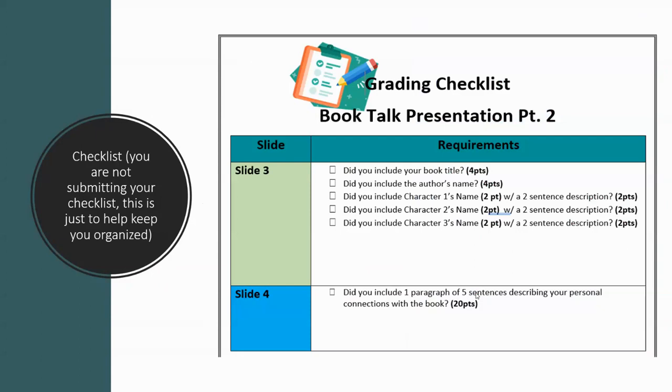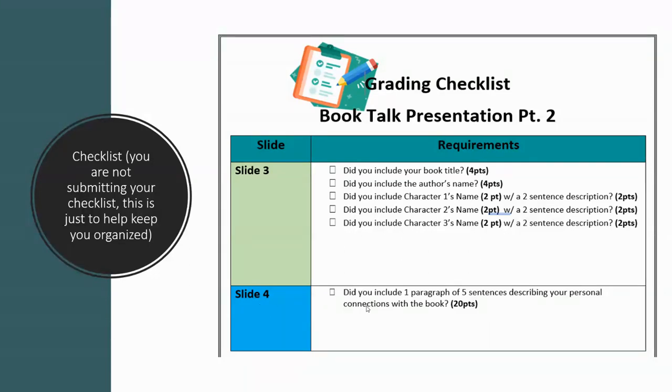So after you complete your slides for your novel, you can go into your assignment and go through the grading checklist to make sure you didn't forget anything. So for slide 3, you'll see, did you include your book title? Did you include the author's name? Did you include character 1 with a 2-sentence description? Did you include character 2 with a 2-sentence description? And did you include character 3 with a 2-sentence description?